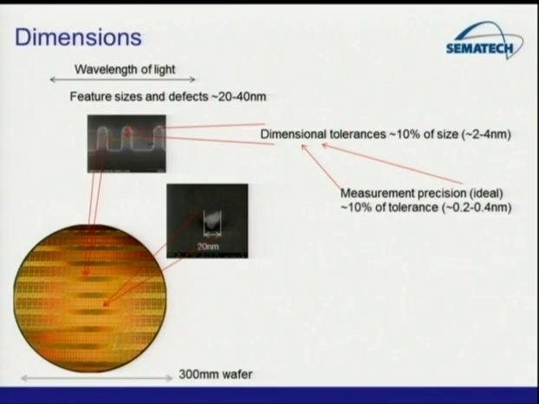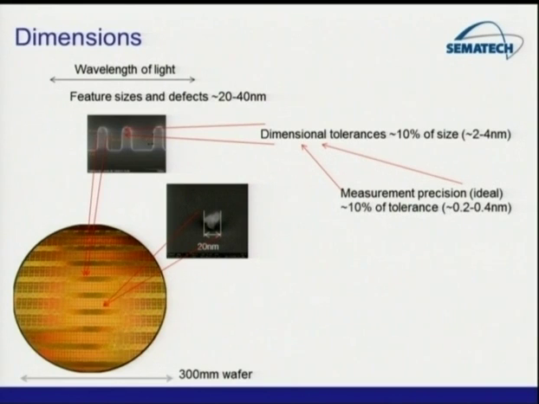Also, the critical defects, the defects that can short out those lines or cause opens, are also about 20 nanometers in size. That's the feature you're trying to measure. Of course, the wavelength of light, being a green light at about 500 nanometers, is substantially larger, more than 10 times the size of any of these individual features. The tolerance you want to control that dimension to is typically about 10% of the size of the feature itself. So that means we need control down in the single-digit nanometers.